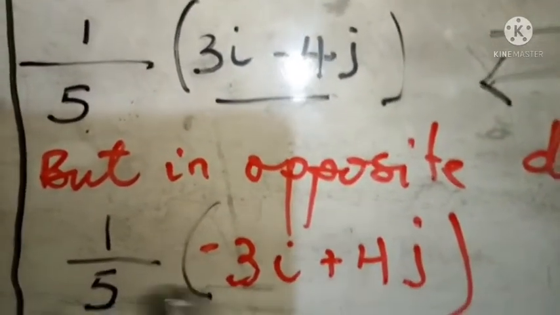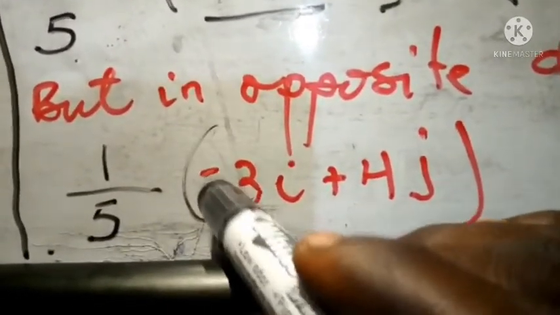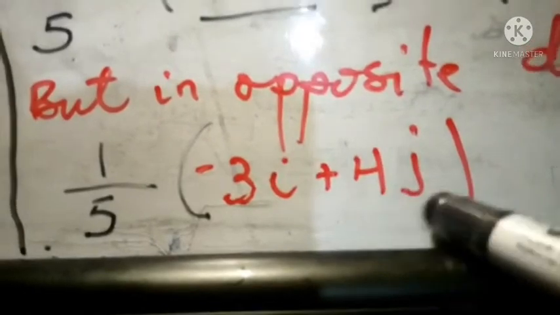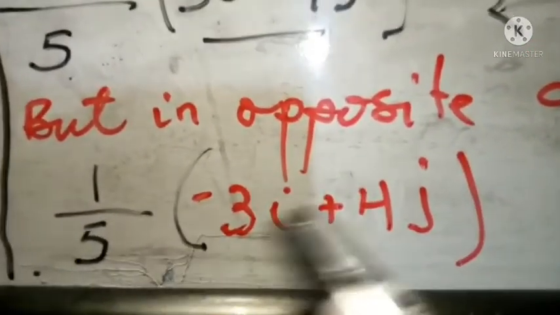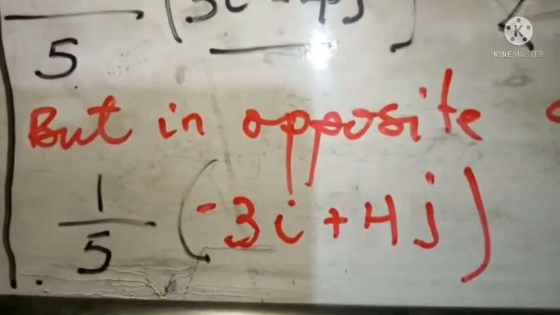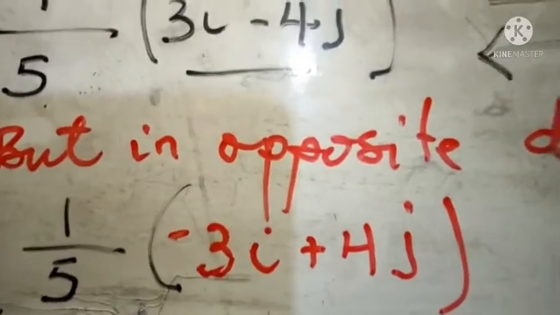So the unit vector here will be 1 over 5, and then this guy will tend to be negative 3i plus 4j, because it is moving in the opposite direction. Is that okay? Unlike the first one that is moving in the same direction, the resultant vector doesn't change, right? Okay, perfectly. Now look at the last question here.